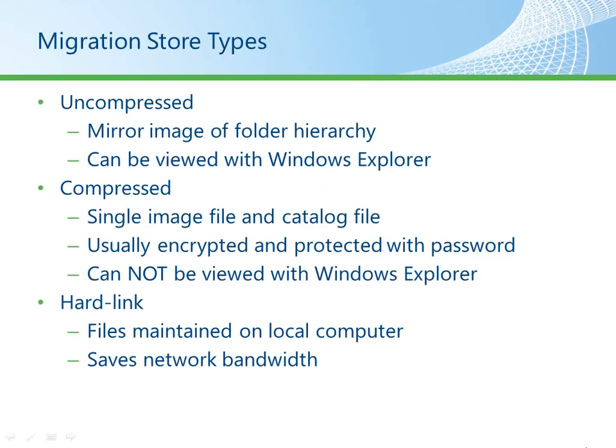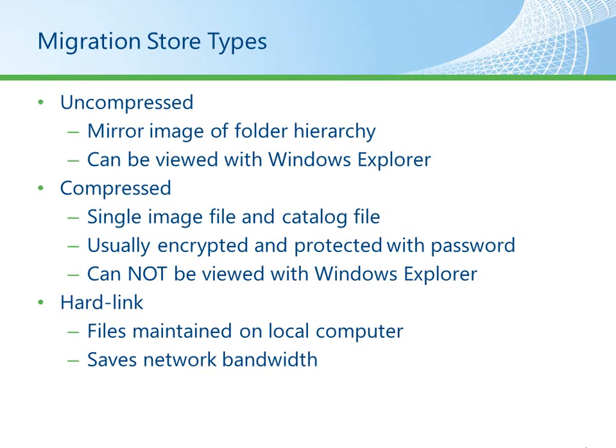Before we talk about the USMT scenarios, I just want to touch on the different types of migration stores that we have available to us. There's 3 types available: uncompressed, compressed, and hard link. So what's the difference? Well, the uncompressed migration store is obviously an uncompressed directory with a mirror image of the folder hierarchy that's being migrated. So each directory and file retains the same access permissions as it had on the local file system. So we can use Microsoft Windows Explorer to view that migration store type because it's just a file structure. And settings are stored in a catalog file that also describes how to restore the files to the destination computer.